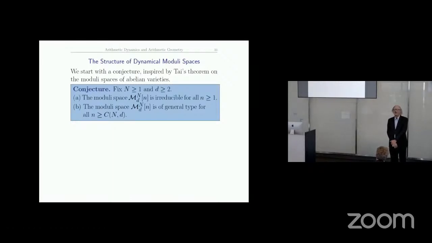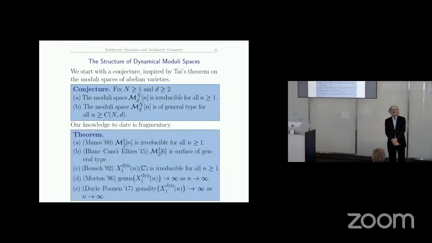So here's a pair of conjectures, the first of which is needed for the second. First, that if you take points of high enough period, the moduli space will be irreducible, just have one component. I'm sorry, that should be true for all n. And if you take n big enough, then that variety should be of general type. It should be a very complicated variety. What we know about this conjecture is essentially nothing. I shouldn't say that, it's fragmentary, very few things.